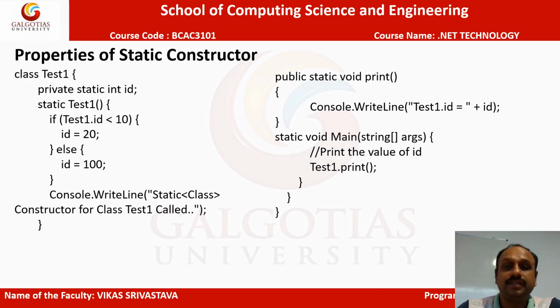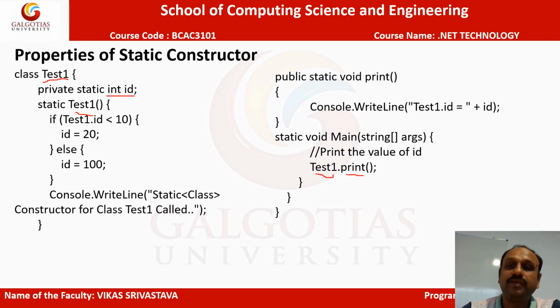Let's have an example. Here you can see that class test1 has been created with a static variable int id and a static method test1. There are no public or private access modifiers, only the static keyword is used. Here test1.id is checked whether it is less than 10; then the value is set to 20, else id is equal to 100. When we call test1.print, we call one method to print that value. We called it with the class name, and the print method has been called.